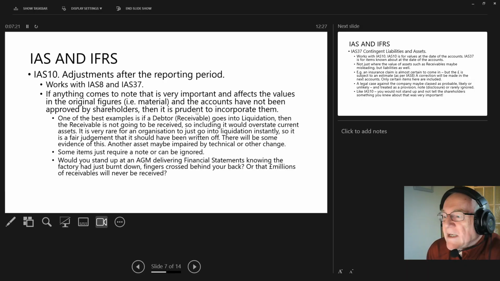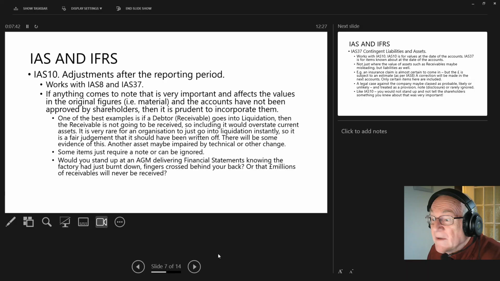So you wouldn't want to stand up at an AGM delivering and explaining the financial statements knowing that a factory's burnt down, standing there with your fingers crossed behind your back. Somebody might spot that. Or that millions of pounds of receivables will never be received. Your shareholders will never trust you again if you fail to tell them about something that was really, really important and they find out later. They may have very good memories.